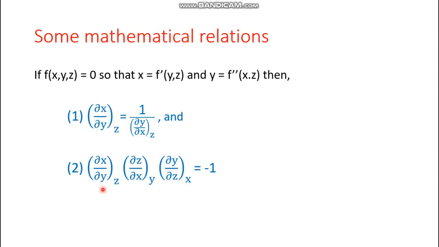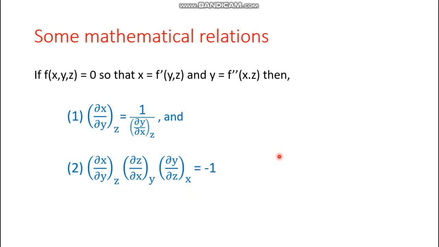And secondly, del x del y at constant z into del z del x at constant y into del y del z at constant x equals -1, or the overall thing plus 1 equals 0.